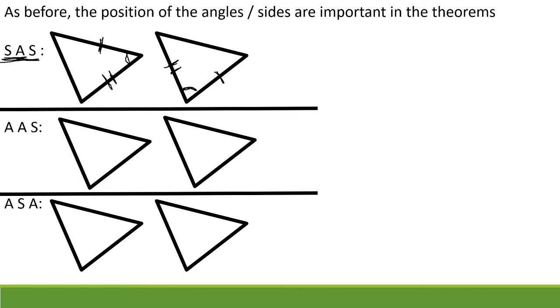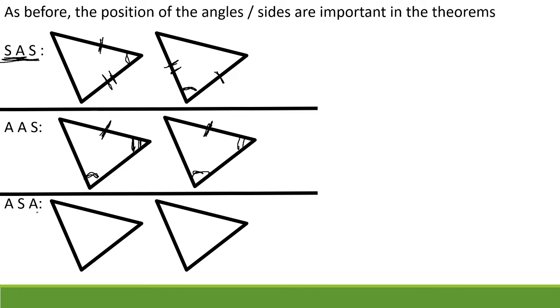An angle angle side case is when you have two angles and then one side that's not between the two angles. So an example: this angle here matching this angle here, and this angle here matching, and then you have this side right here and this side right here matching. That'd be an angle angle side case because you have two sets of angles and then you have one side that's not between them also matching. So you have angle angle side.